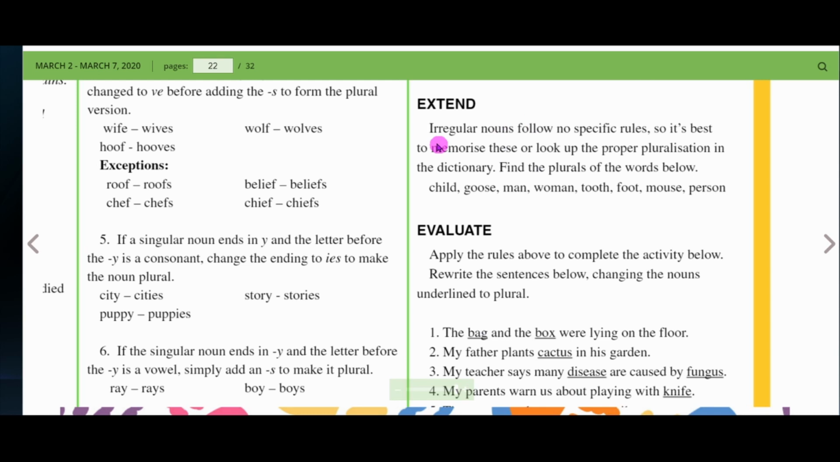Extend. Irregular nouns follow no specific rules, so it's best to memorize these or look up the proper pluralization in the dictionary. Find the plural of the words below. Child, goose, man, woman, tooth, foot, mouse, person. So we know that child would become children, goose would become geese, man would become men, woman would become women, tooth, teeth, foot, feet, mouse would become mice, and person would become people.